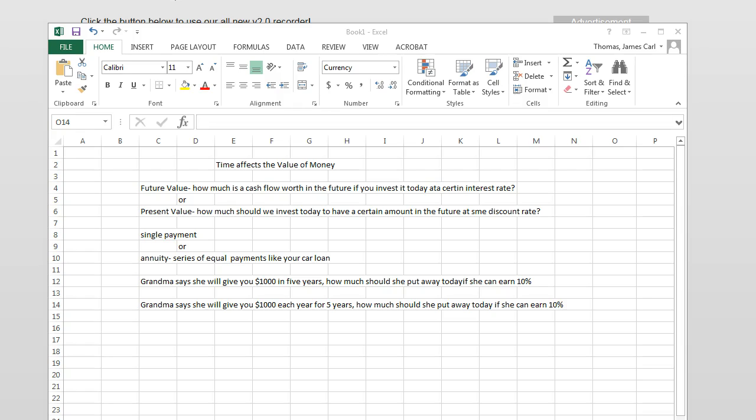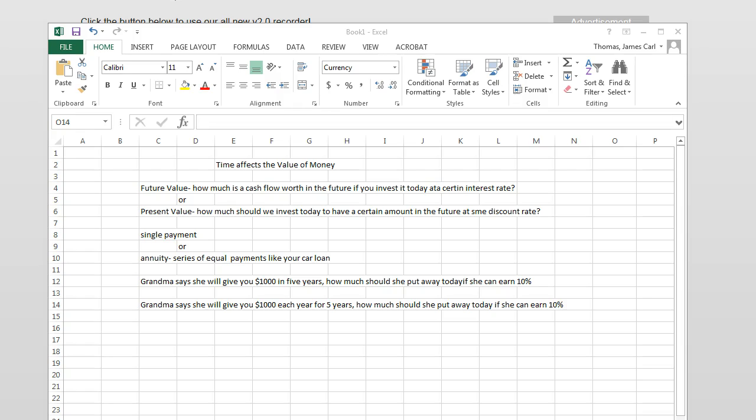Okay, time affects the value of money. This little section is going to be about the time value of money. There are two different views of this. Future value: how much is a cash flow worth in the future if you invest it today at a certain interest rate? Or present value: how much should we invest today to have a certain amount in the future at some discount rate?